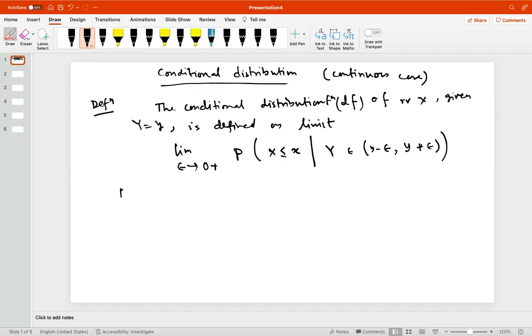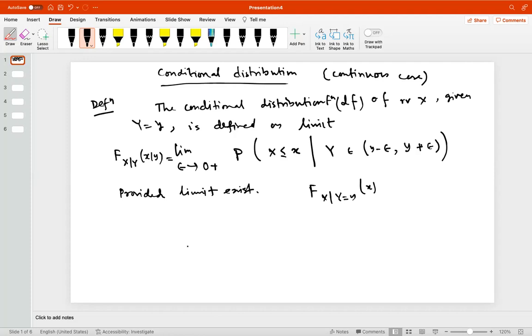Obviously, this is provided the limit exists. Now, if this limit exists, we denote it by F of x given y, at some x, given y. Sometimes we also write it in this notation, the distribution function of X given Y equal to y at the point. That we can also use. The input argument is small x actually.